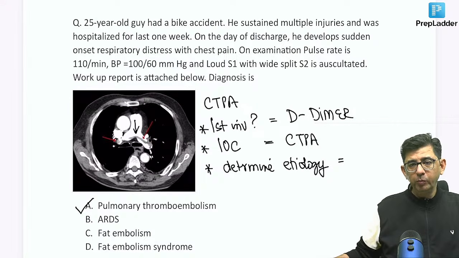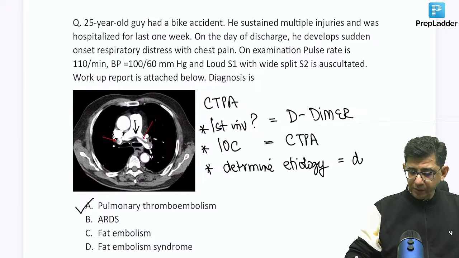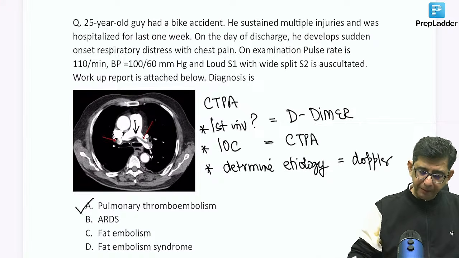Perfecto. We'll go in for a duplex, that is a Doppler, that would help in identification. So, badhiya.